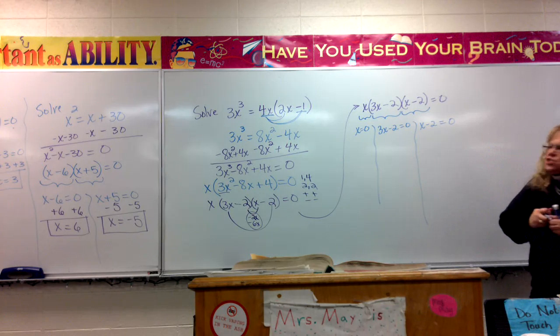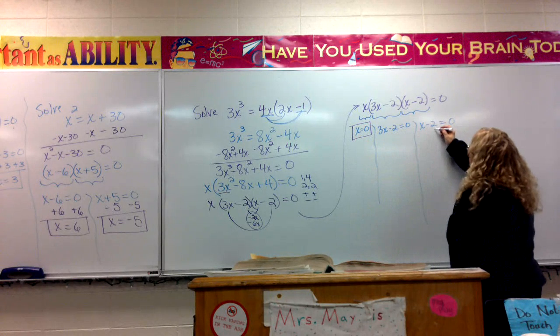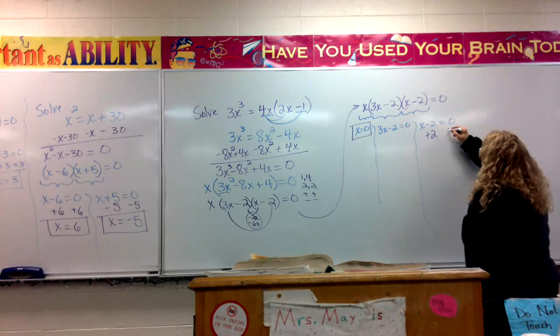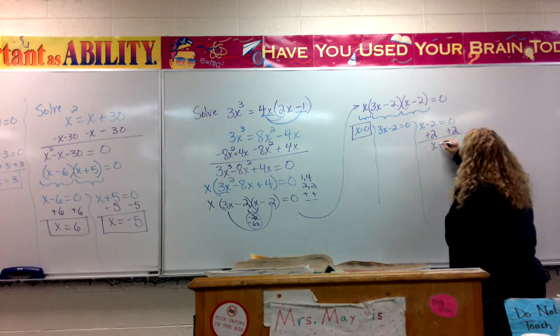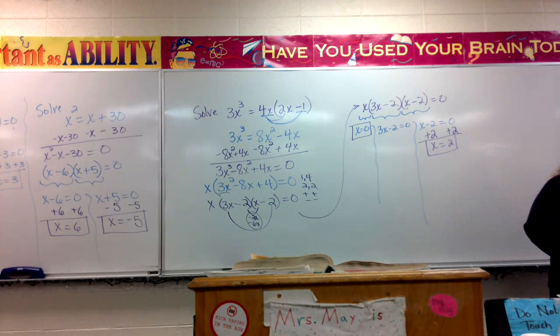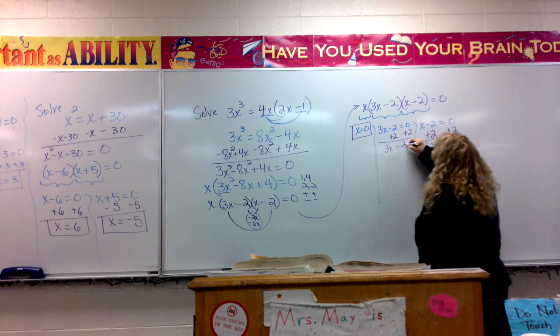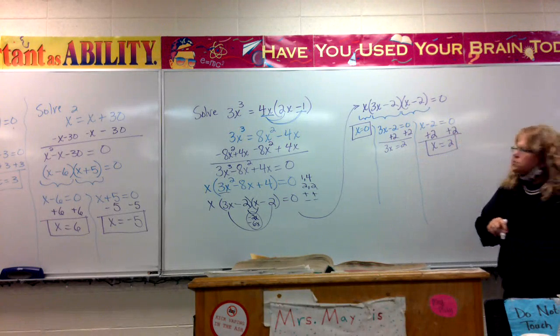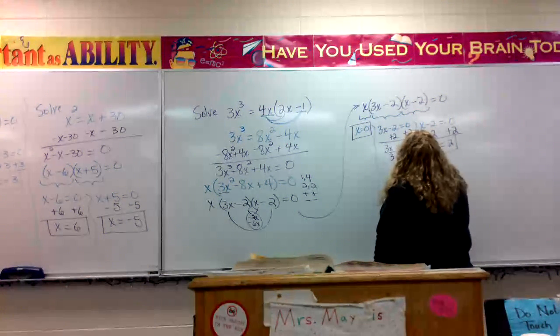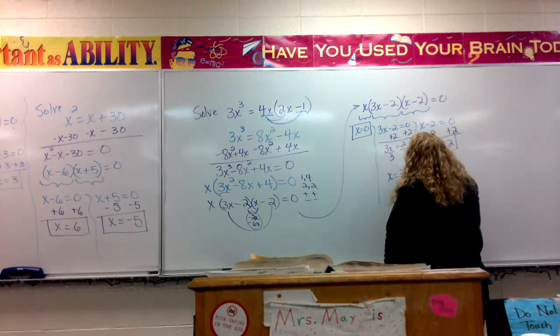I'll work out the last one, x minus 2. You have to add 2, add 2, so x equals 2 is another solution. And then for the other one, you have to add 2, add 2. So 3x equals 2, and then divide by 3, divide by 3. Can we get a fraction for these? We can get a fraction.